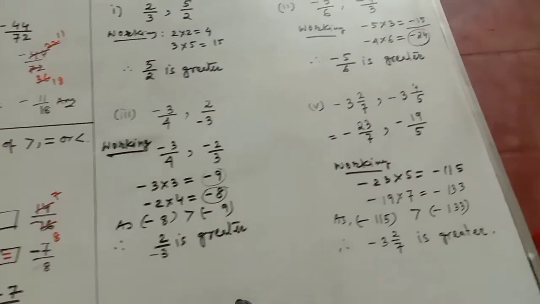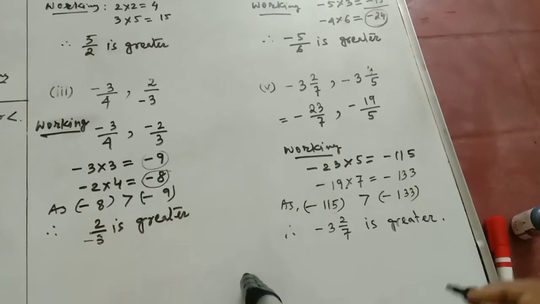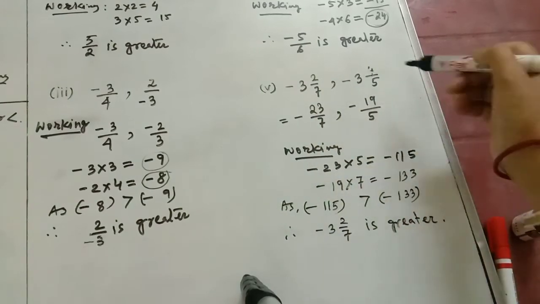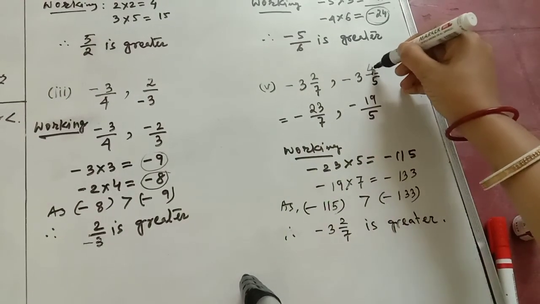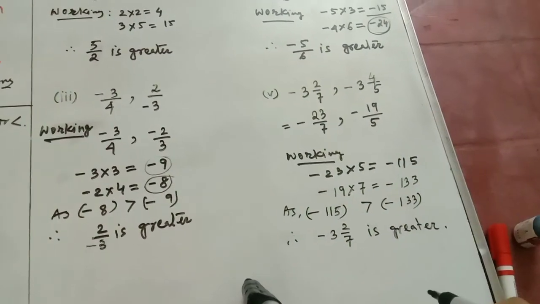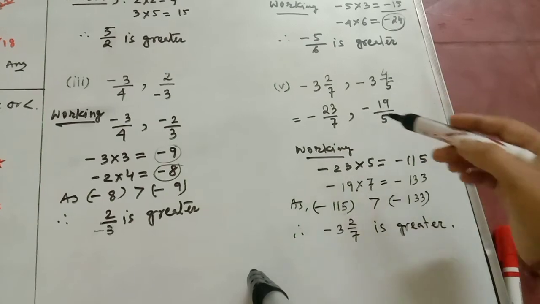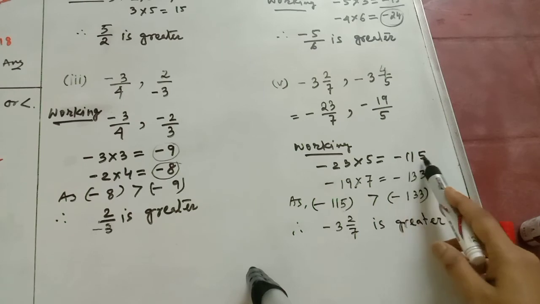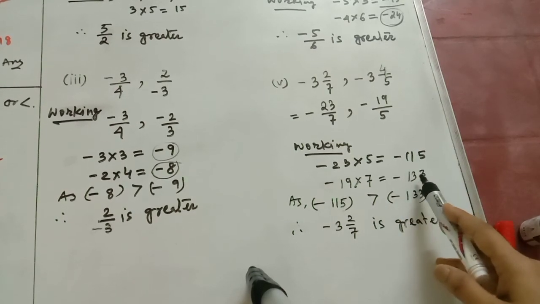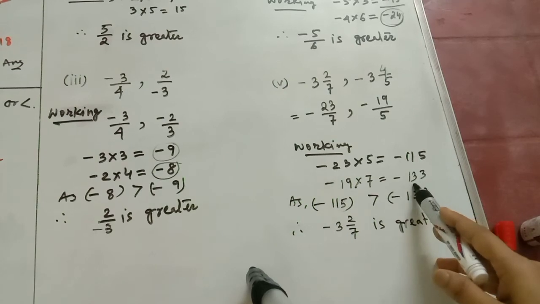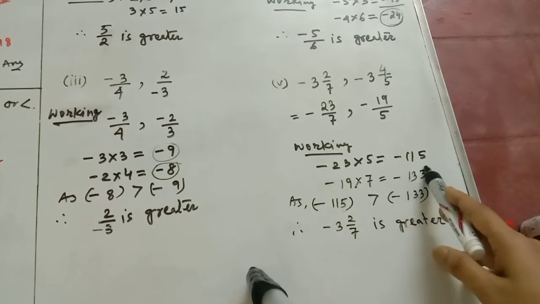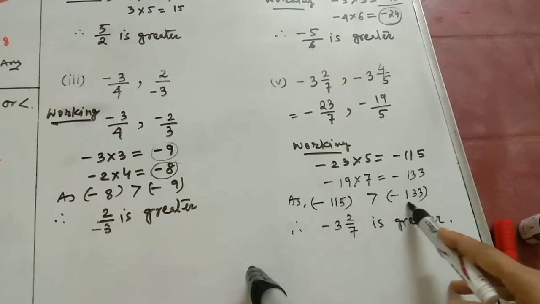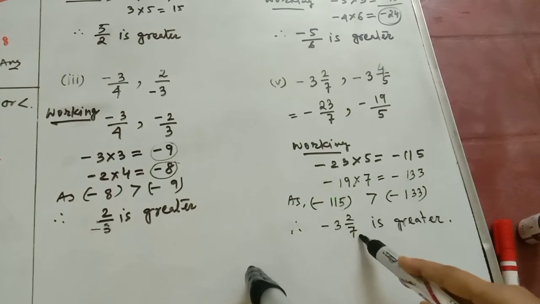The same way you can see the next pair, minus 3 2 by 7 and minus 3 4 by 5. You have to convert the mixed fractions to improper fractions, then do this working. By this working you can see that it is minus 115 and it is minus 133. As a number 133 is greater, but with the negative sign it is less, so minus 115 is more than minus 133. So minus 3 2 by 7 is greater.